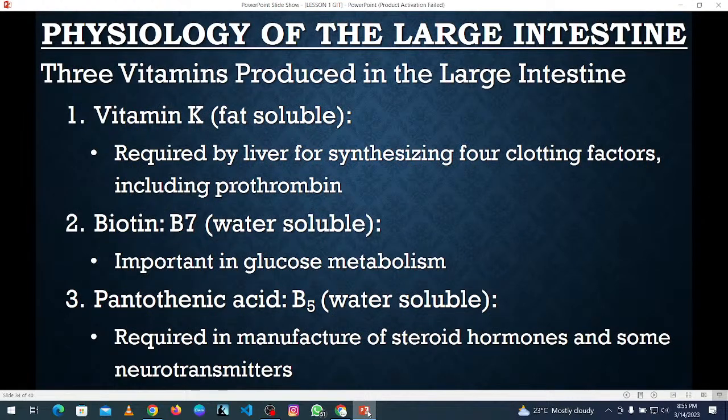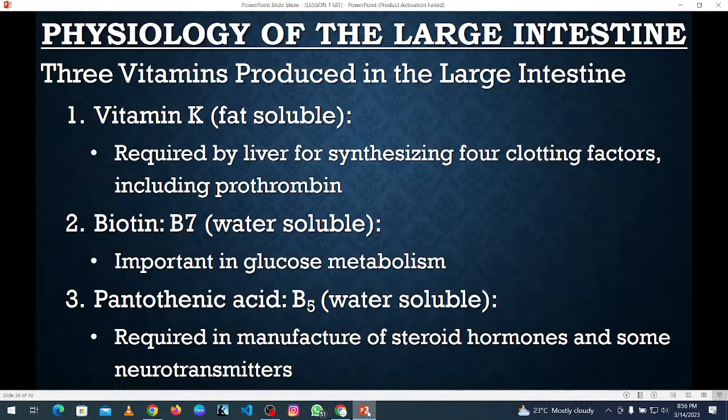So there are three types of vitamins produced in the large intestines. That is vitamin K, and we know how vitamin K, okay, most of us will see anyway. Vitamin K is required when it comes to blood clotting. There are many things that are required when it comes to blood clotting. We have vitamin K, we have prothrombin, what else do we have?